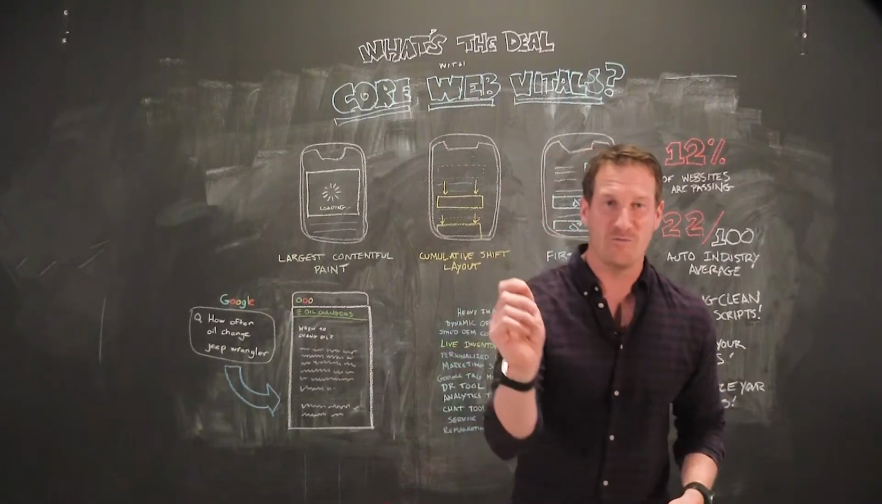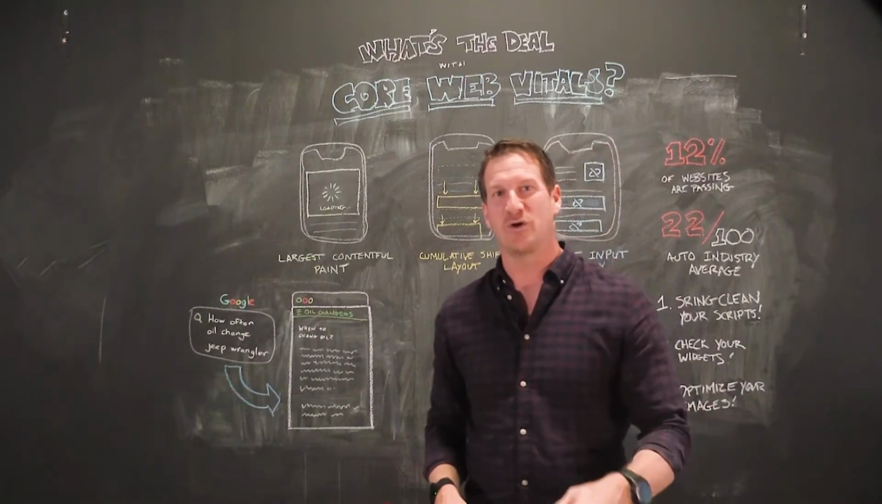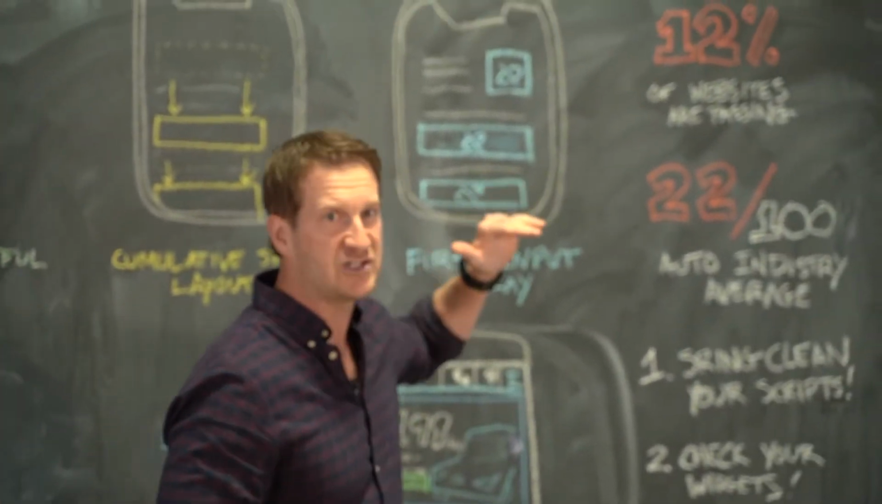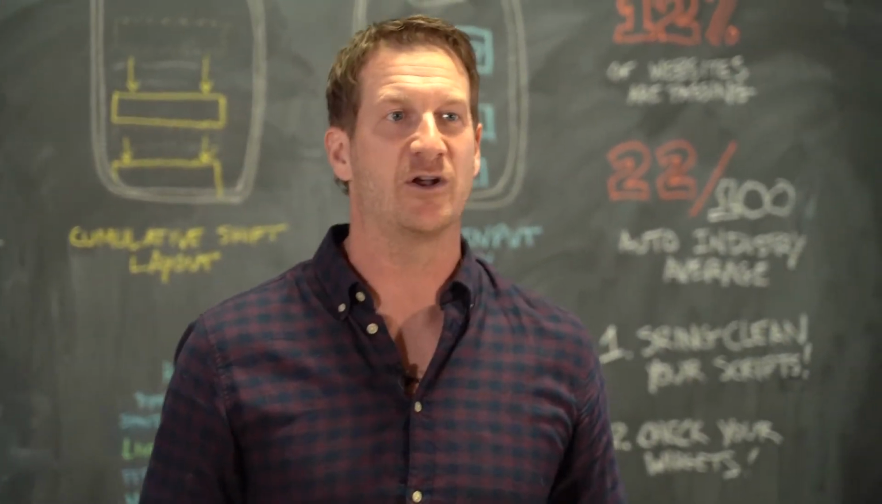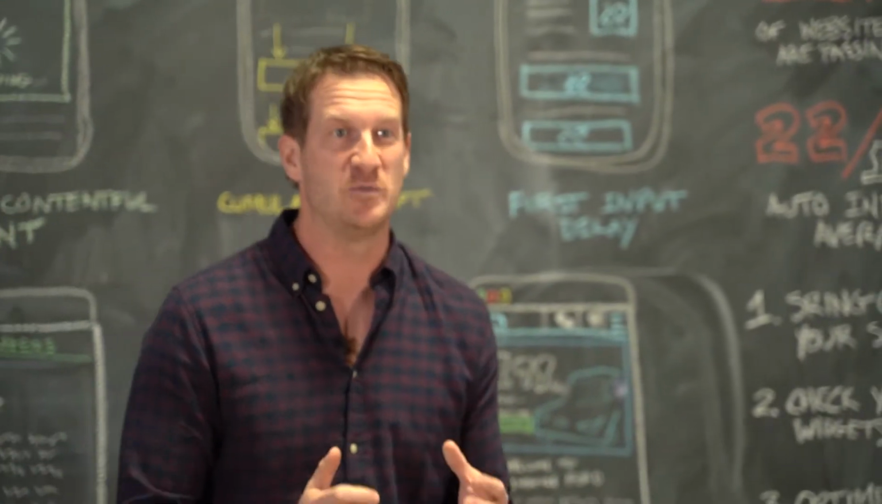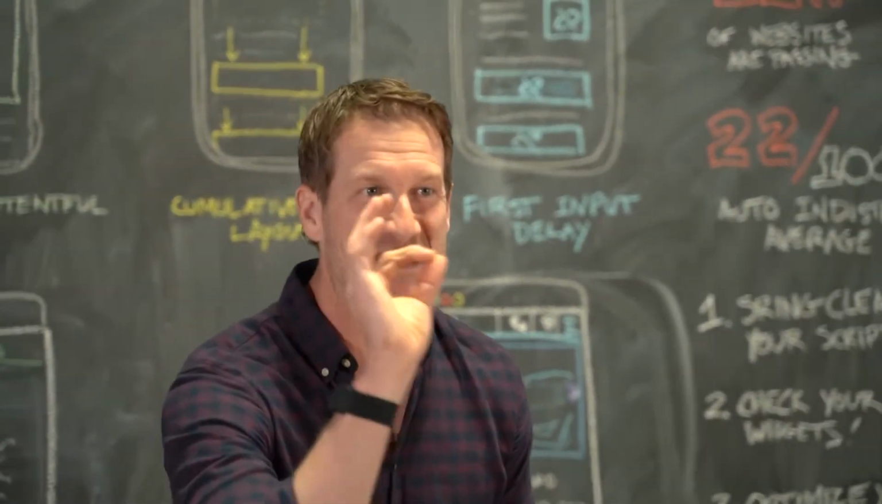Now that you know about this game, let's talk about the scores and what to do with them. First, it's important to understand the context. Right now, only 12% of the websites on the internet are getting passing grades for Core Web Vitals. Google's own YouTube is in the red, and CNN scored a 0.